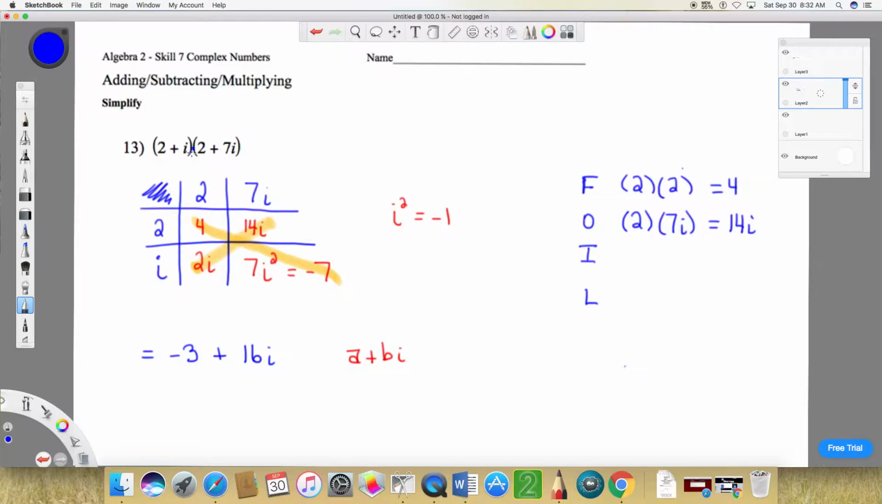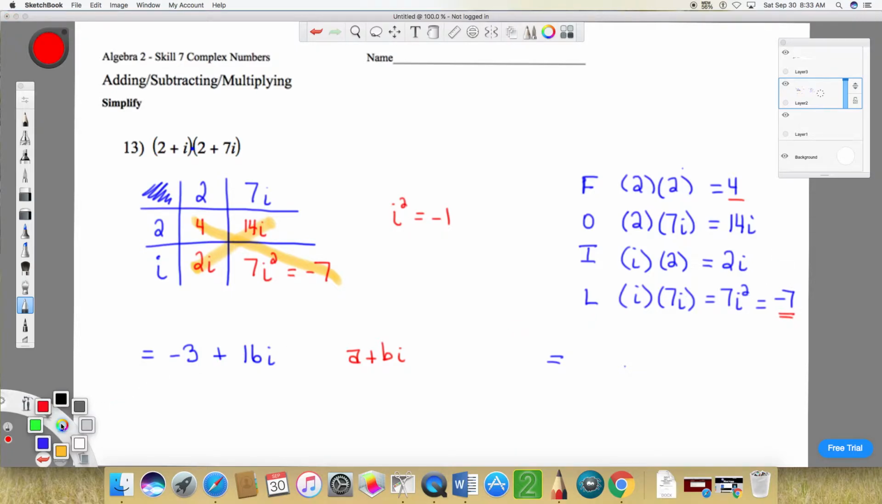And the inside is here close to the middle, and that's i times 2, which we just write as 2i. And the last term of each binomial, i times the 7i, which is 7i squared. But since i squared is negative 1, it just changes the sign to a negative 7. So now we combine, we add these together, and we see that we have 4 plus a negative 7. That'll give us a negative 3.